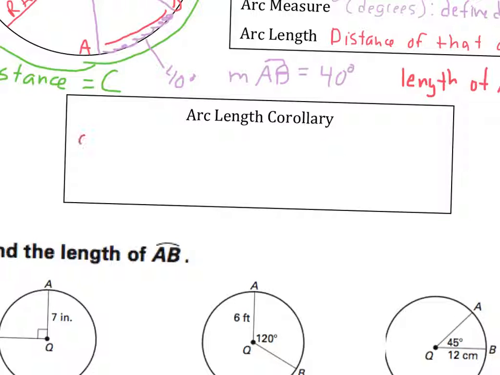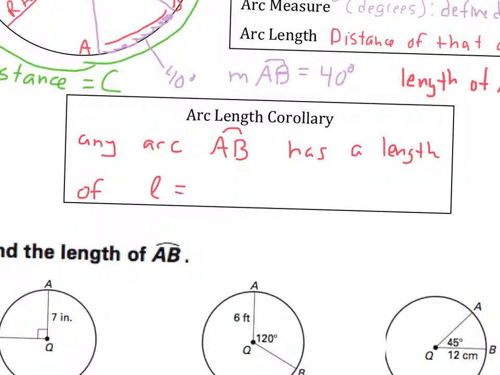So, any arc AB has a length of, so that's an L. I just make it a cursive, so it's like a slanted L. It's the measure of the arc over 360 times circumference. In other words, we say a piece of the circumference. It's a piece.